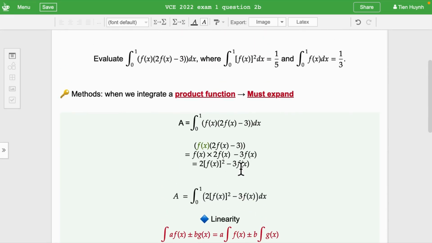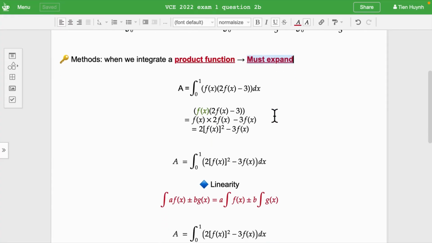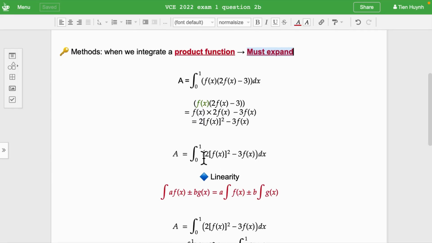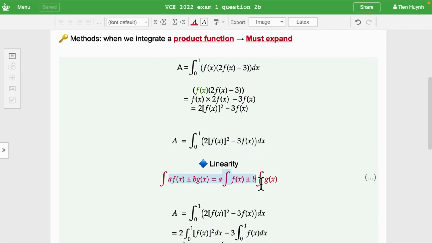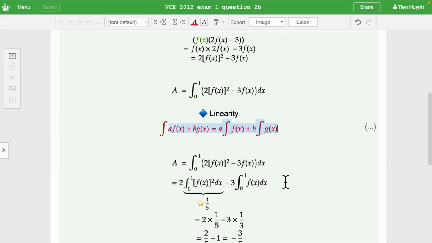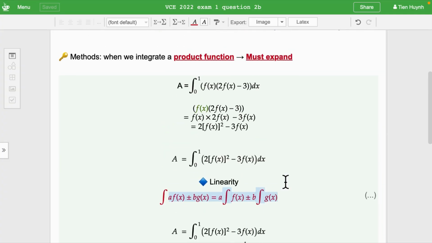Once again, the key thing for this question, for Methods, is that when you see a product function, and sometimes you will see a quotient function as well, we need to expand that product to break it down. When we expand that product into different terms, then we can apply linearity to that process and thereby get the correct answer. I hope it is understandable. Thank you everyone for watching.